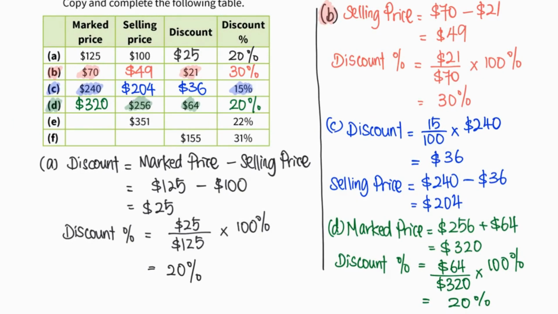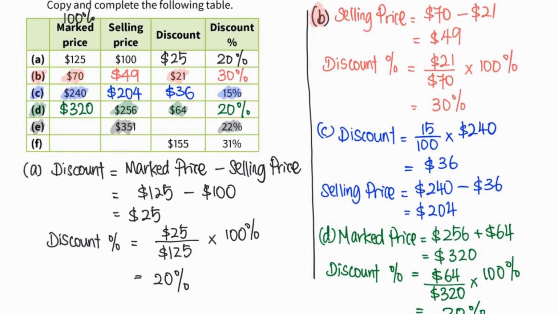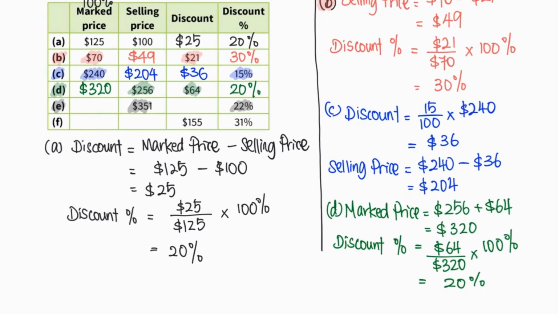Part E. Now we are given selling price and the discount. Discount is 22%. At this point, I just wish to highlight that it is very important to take note that mark price here represents 100%. And if I know the discount percentage, I will be able to know what percentage represents the selling price.